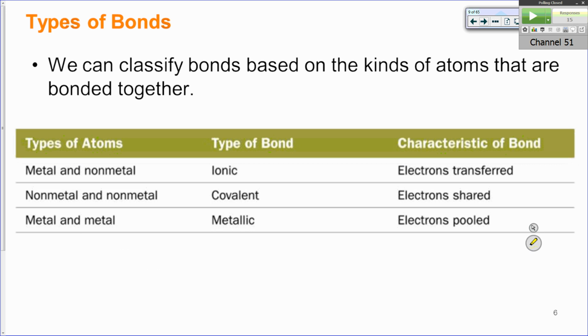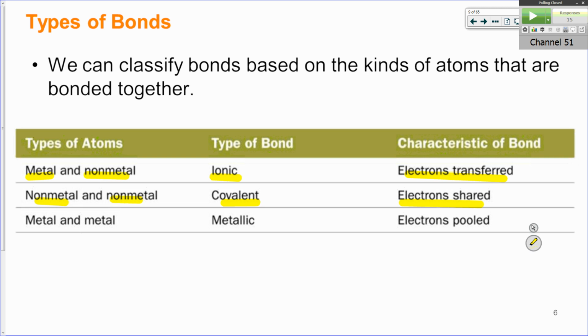So from this, there are three types of bonds, and we've already talked about these types of bonds that we can classify the connection between atoms. And those are ionic, and those happen between metals and nonmetals. Covalent, between nonmetals and nonmetals. And this is where electrons are shared. Ionics are where electrons are transferred.